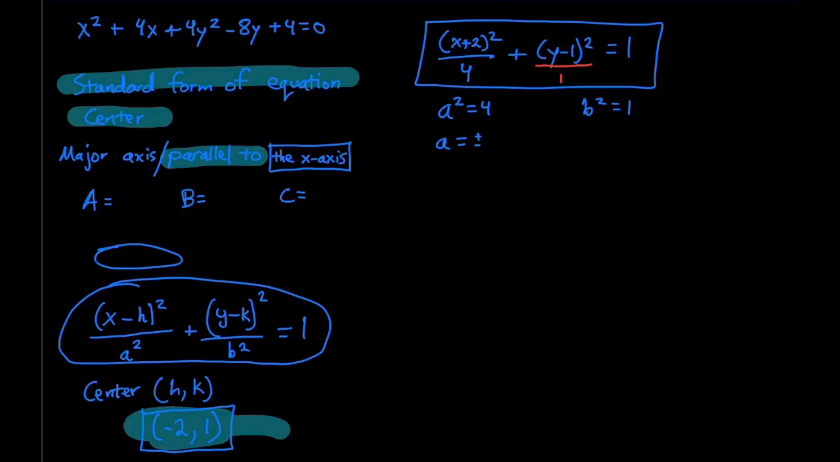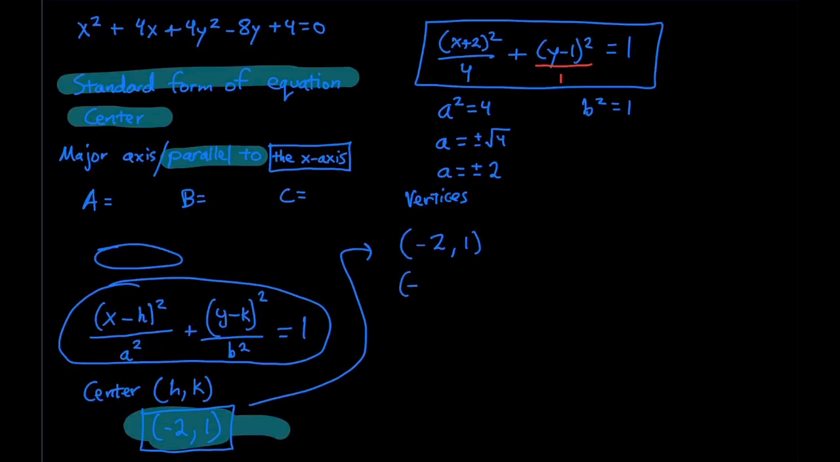So you find plus or minus the square root of 4. This one turns into an integer, so you go ahead and simplify it, and it turns into a 2. This will tell you how to find the vertices. Remember, a is associated with the vertices. So then what happens here is that you take the center, which was this -2, 1, and we're trying to find the vertices.